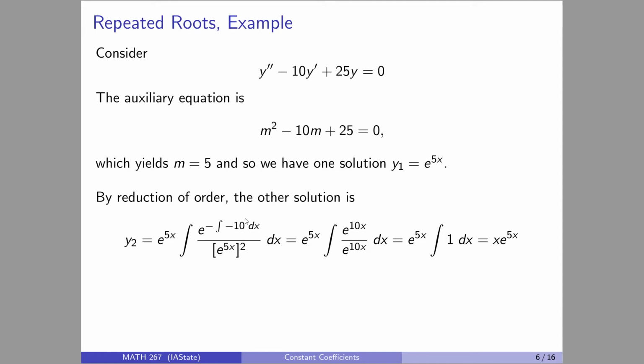But anyway, you perform reduction of order, and conveniently, it just turns into x times e to the 5x. So the general solution then is c1 e to the 5x plus c2 x times e to the 5x.